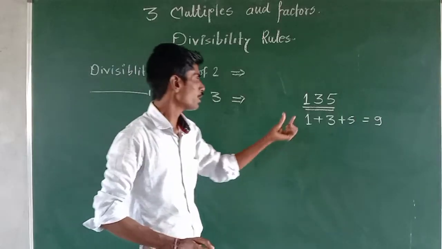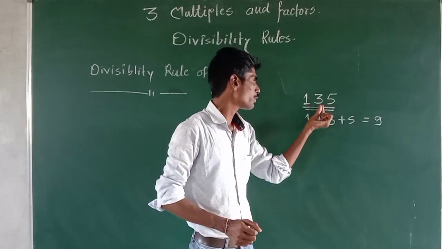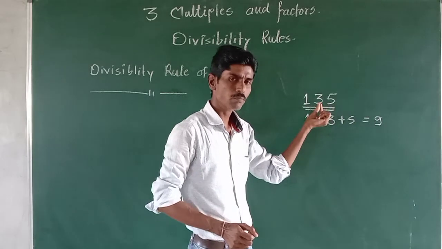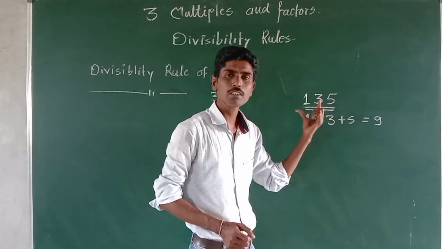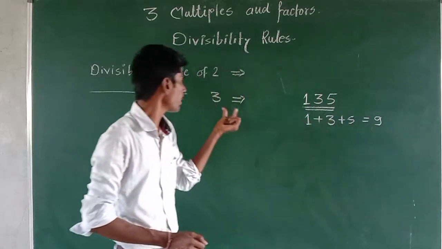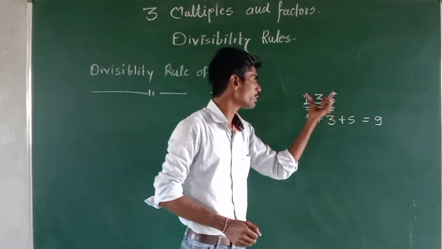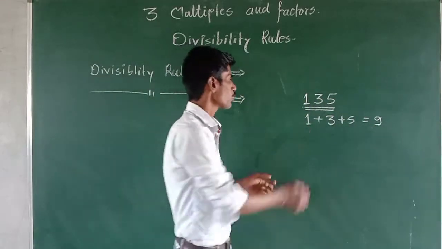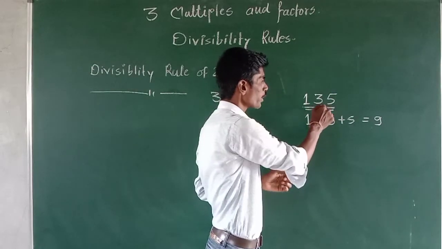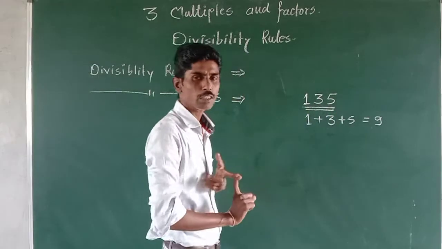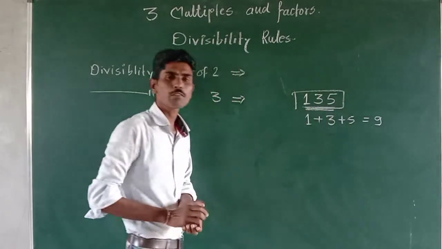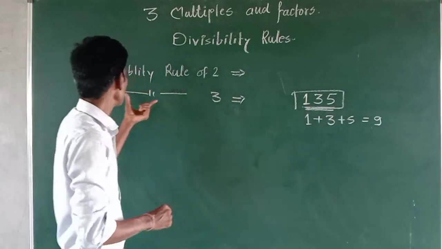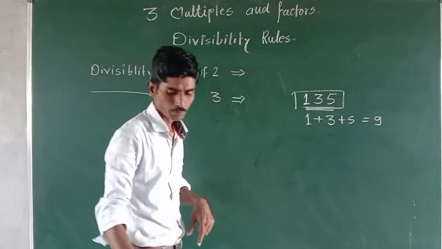It means if we add the digits of the number, and that sum is divisible by 3, then the whole number is divisible by 3. So 1 plus 3 is 4, 4 plus 5 is 9. 9 is divisible by 3. That's why 135 is exactly divisible by 3. This is the divisibility rule of 3.